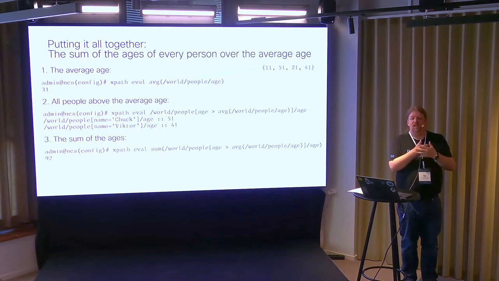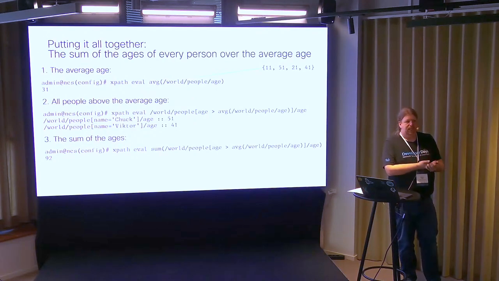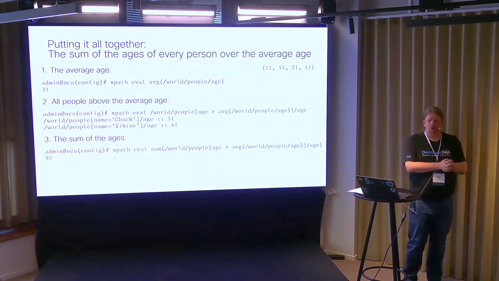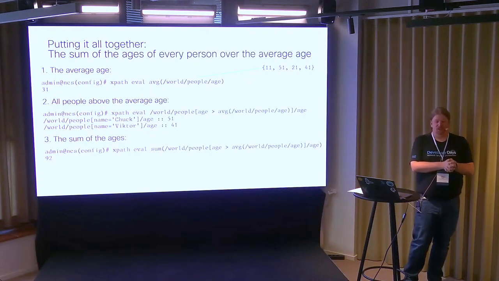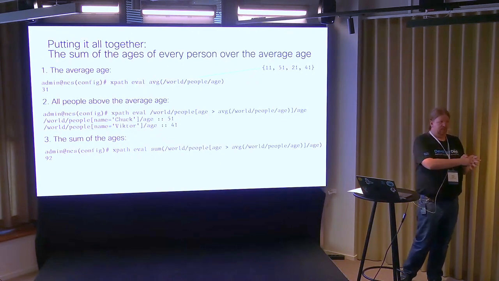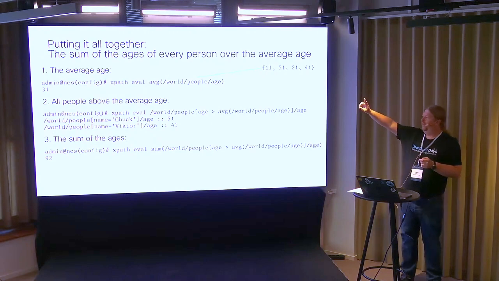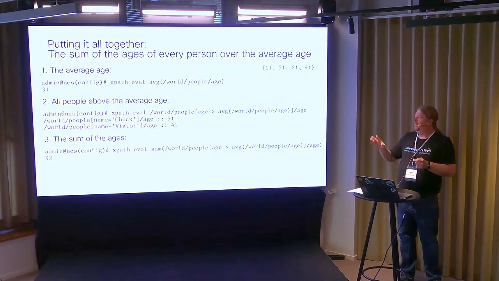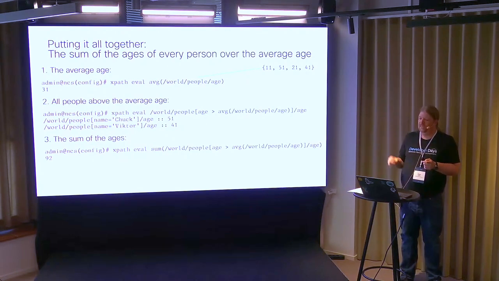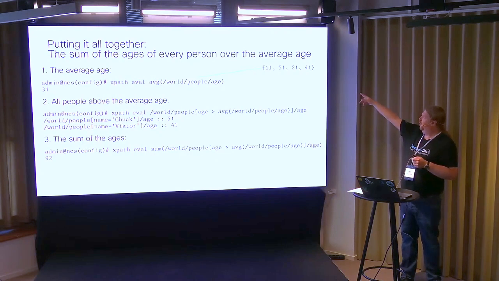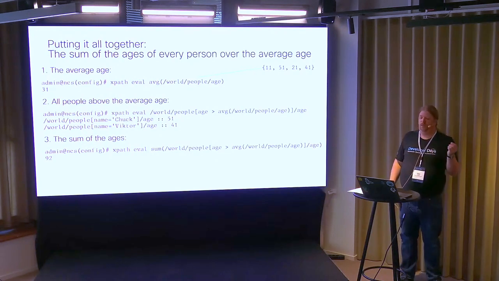And you can end up putting this all together into fairly complex XPath. So let's give an example. Let's say I want the sum of the ages of every person above the average age. So we can start by finding the average age. That turns out to be pretty easy. We have a function called average, and I just give the unfiltered path. So this is every person in the world and their age. In this case, I have the ages 11, 51, 21, 41, and the average is 31.